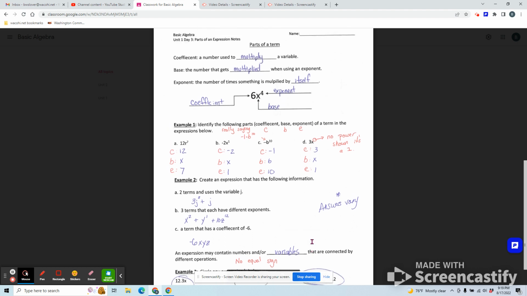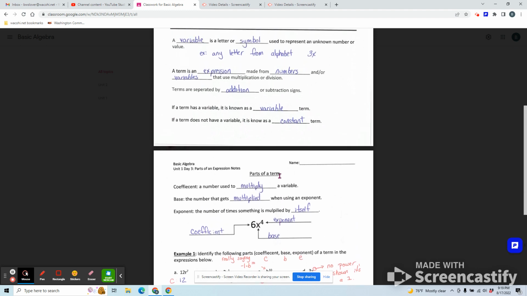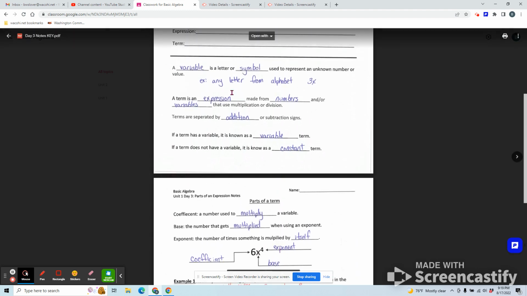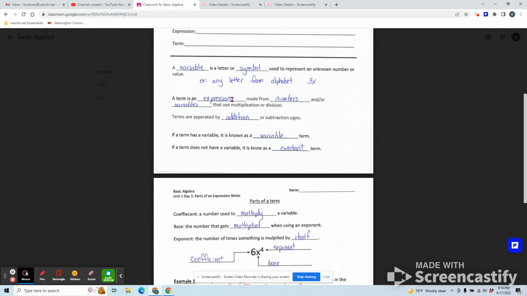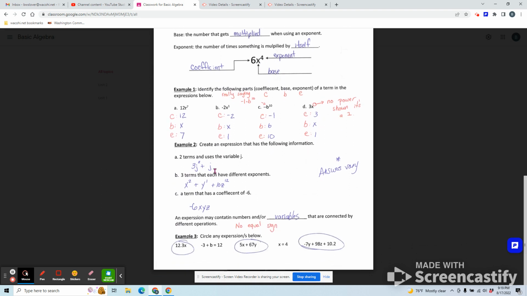And so the big takeaways are talking about terms. Okay, so a term is an expression made up of numbers and variables. You can have something that's one term, something that's two terms, something that's three terms. So here's some examples where you have to create your own. So it says two terms and uses the variable j. So two terms, one term, and then there's an addition sign, there's a plus sign, and then there's a second term. So it uses the variable j, so I just have to have j in both terms.